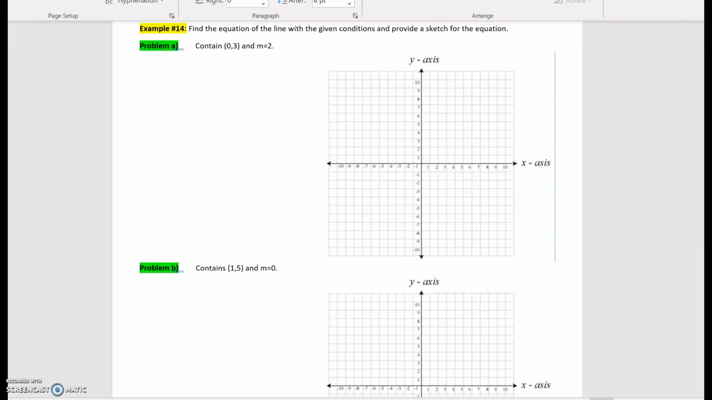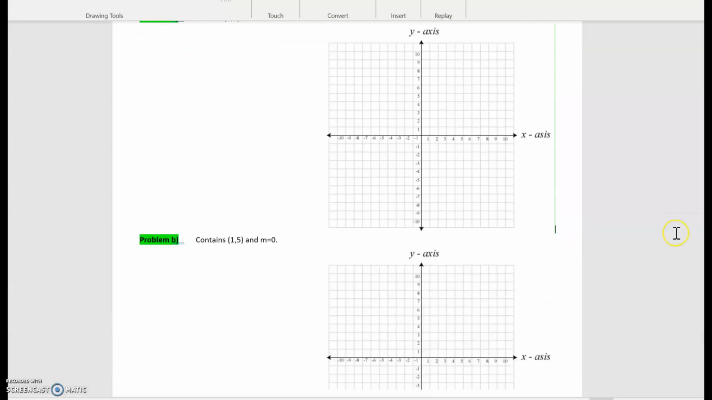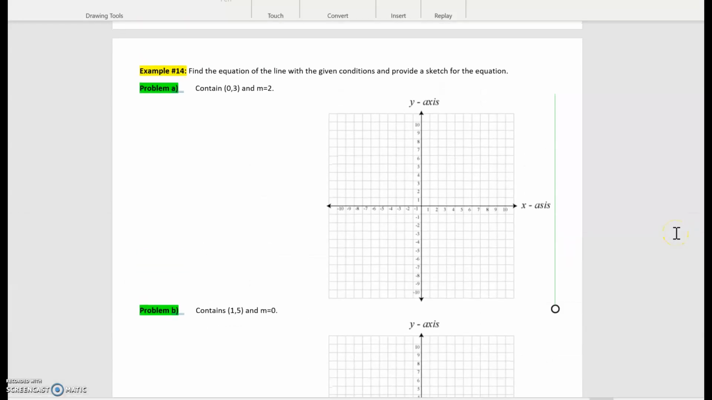Hi class, let's take a look at the problems in this last example. We have to be a little bit careful because of the way they're expressing the conditions. In this case, they're stating that for the first problem, it contains (0, 3), and notice that this is a y-intercept, and technically the slope of 2.